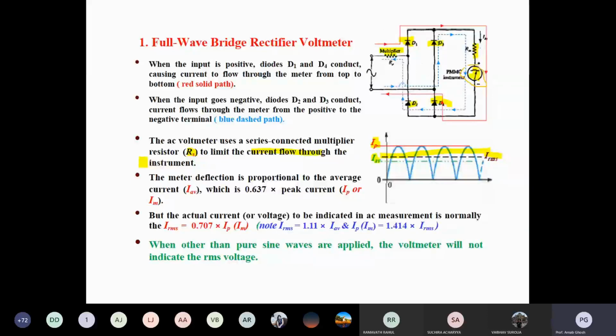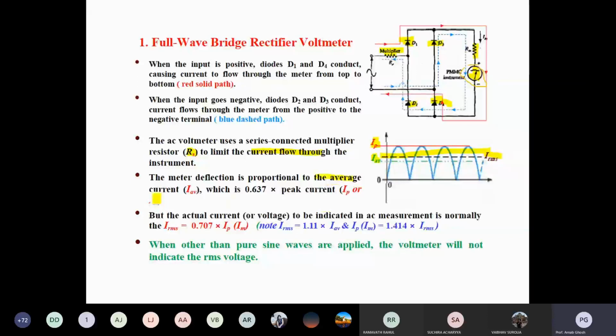The meter deflection is proportional to the average current. So you have to calculate the average current, I average. Now it is pulse DC, not the actual DC. So you have to calculate the average DC value.